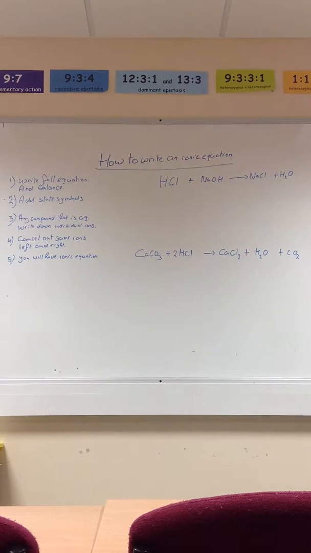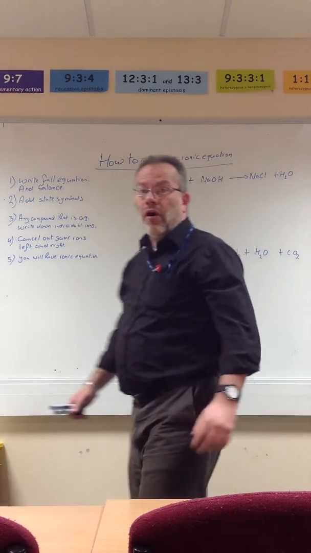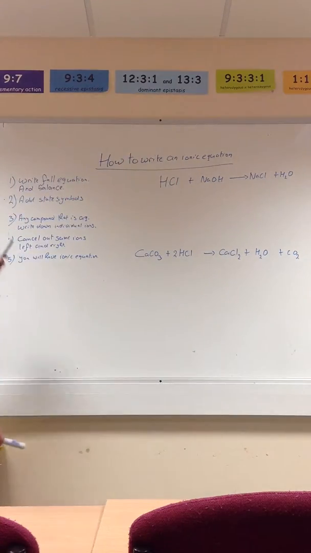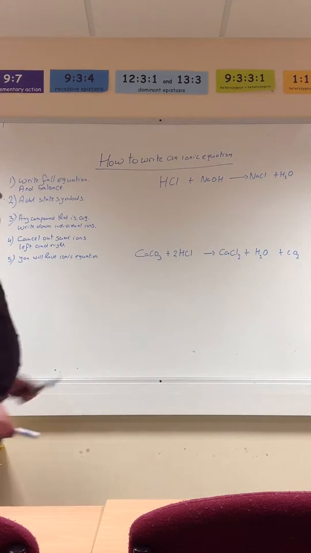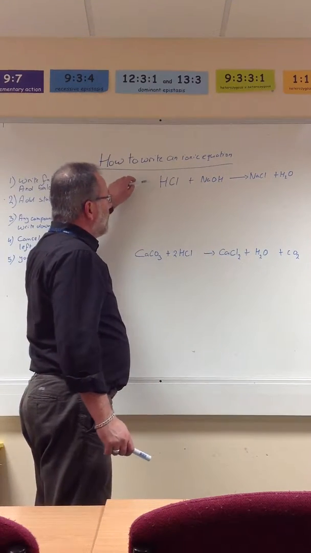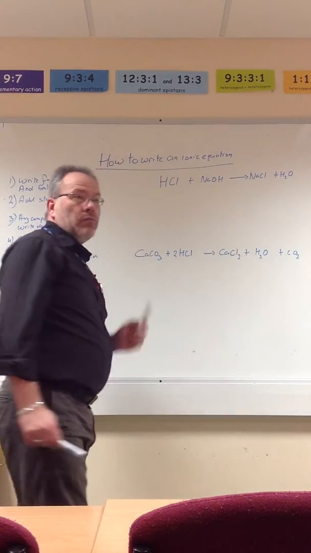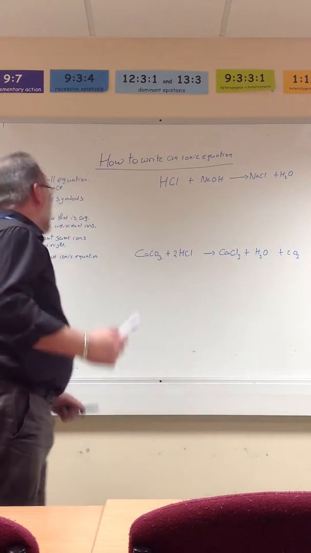Oh hello, I'm going to explain today how you write ionic equations. There are 5 steps that you have to go through. In the first step you need to write the full equation and balance it. For example, this acid and base reaction that gives you salt plus water. This top reaction is balanced.